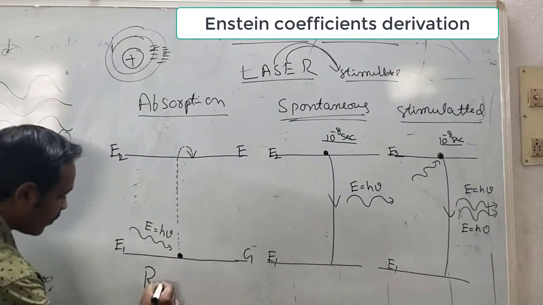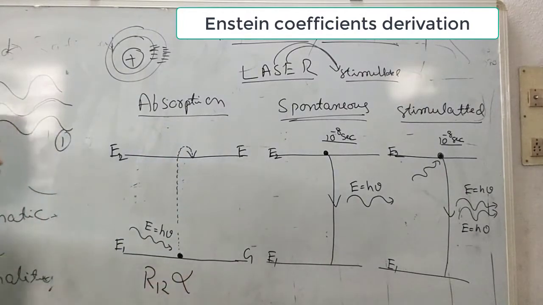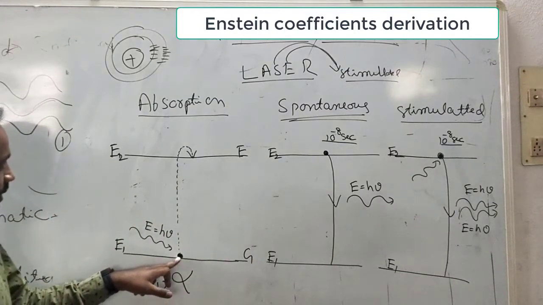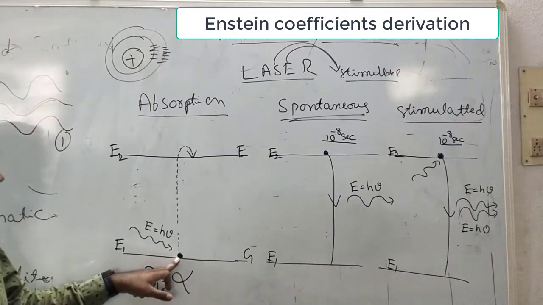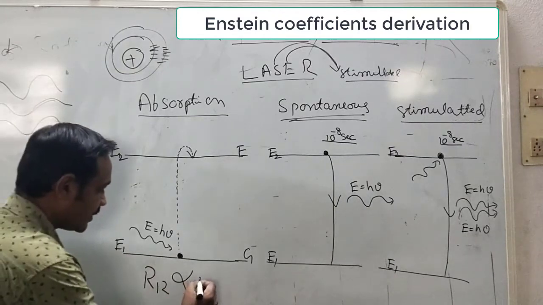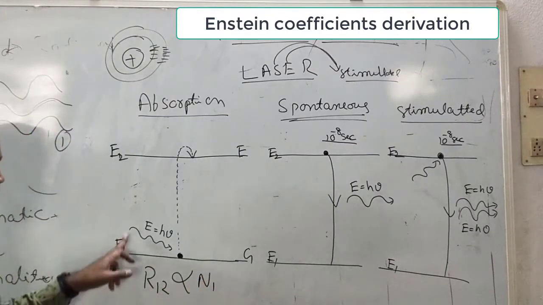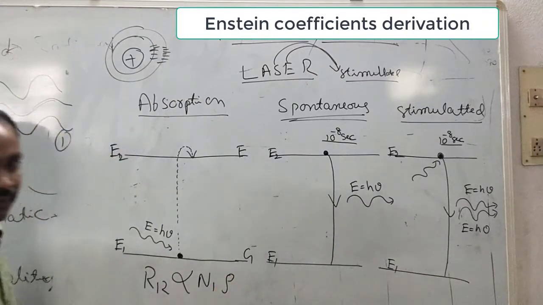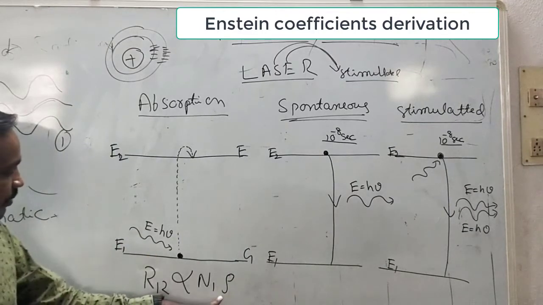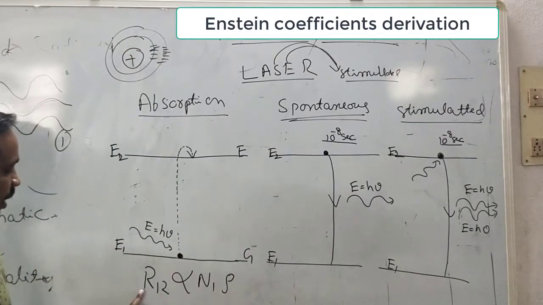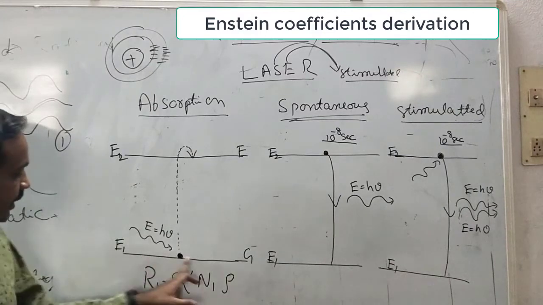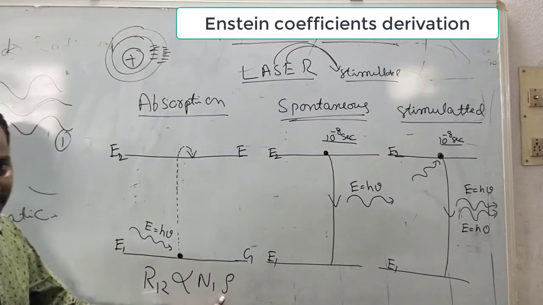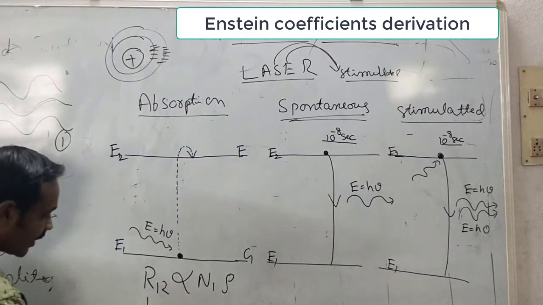Now R12 is directly proportional to what factors? The number of electrons at energy level E1, the first energy level, which I consider N1, and it depends upon the incident photons, the density of photons, for which I have taken rho. So R12, the rate of absorption from 1 to 2, depends on the number of electrons at ground state and the incident photons. Now I will take the proportionality.